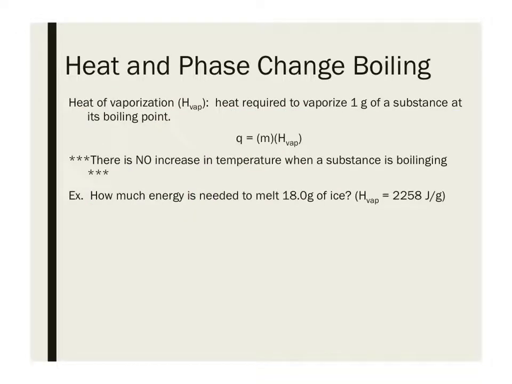Now we're going to take a look at a very similar formula to that heat of fusion formula. This is the heat of vaporization formula. Heat of vaporization is given the symbol HVAP. All right, and it's the heat required to vaporize a gram of a substance. It is almost the exact same formula. You got your Q for your energy, your M for your mass, and instead of HFUS for heat of fusion that we see when melting, we have HVAP, the heat of vaporization.